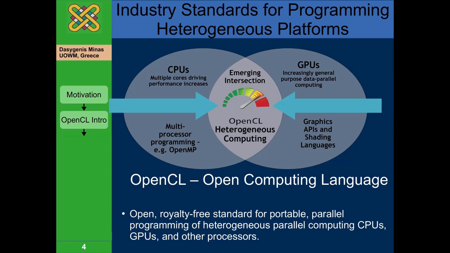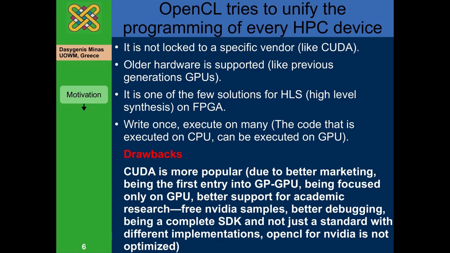This is not only limited to the CPU and GPU, but it can also be extended to FPGA and other ASIC devices. So this standard tries to unify the programming of every HPC, high performance computing device. It's not locked to a specific vendor. For this reason, if someone would like to enter the HPC domain, I would advise him to learn the OpenCL language. It also supports older hardware. It can execute even on your CPU. So if you don't have a GPU card, you can program, develop, debug, and implement the accelerator on your CPU, and then you can just compile it for another accelerator like a GPU.